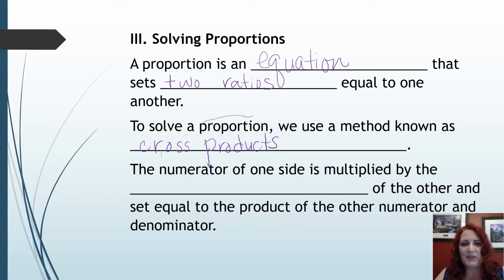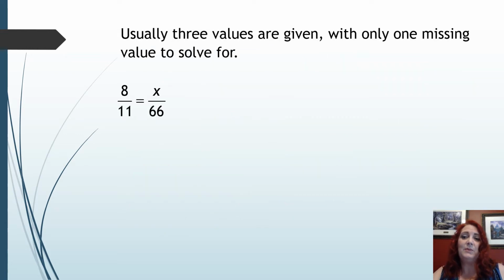So the numerator of one side is multiplied by the denominator of the other side, and then set equal to the product of the other numerator and denominator. Let me show you what we mean by that. Usually there are three values given and only one is missing. The one that's missing is x, and we want to solve for that. So we're going to multiply that numerator by the denominator across the equal sign.